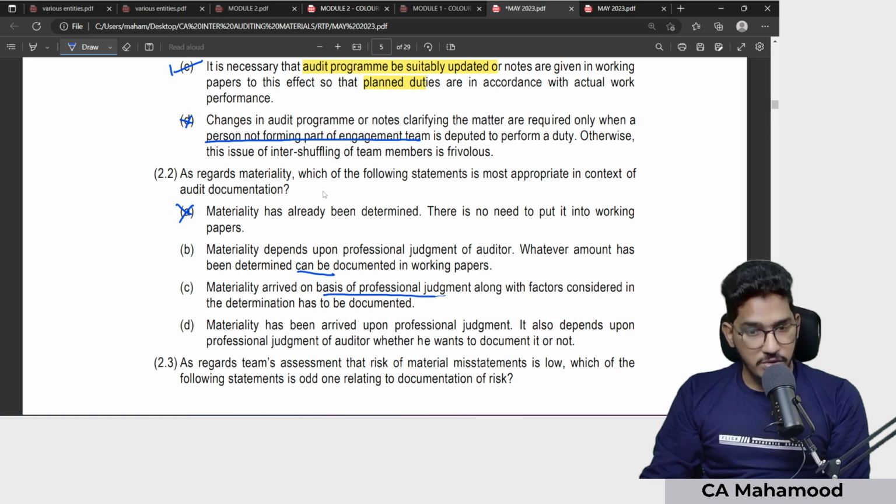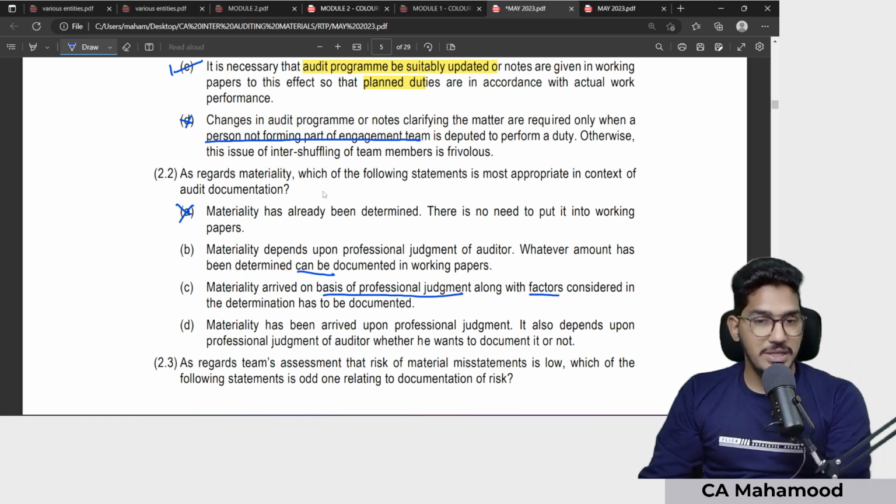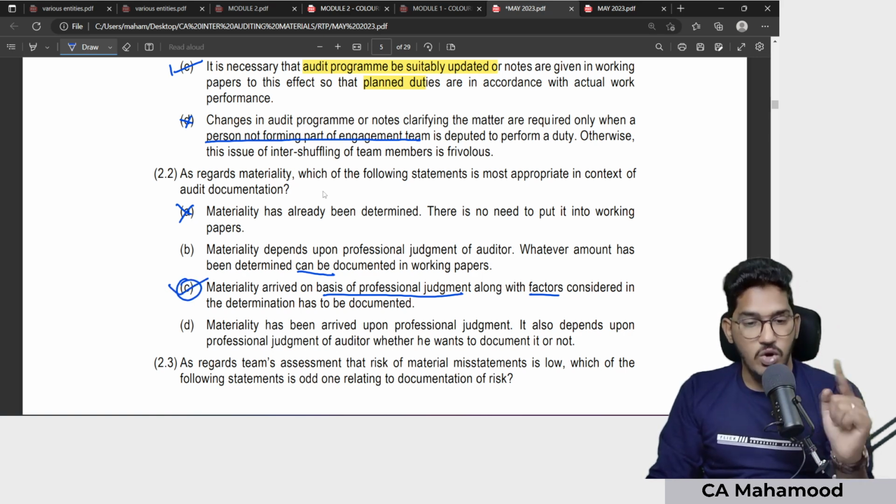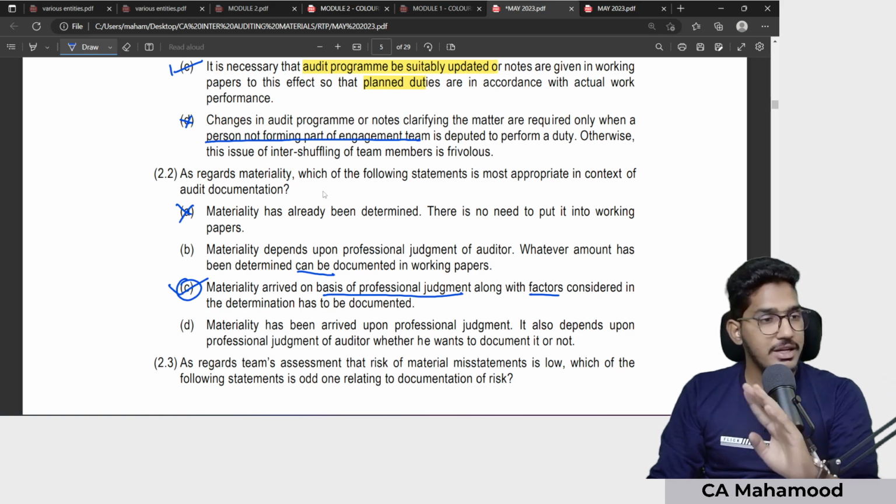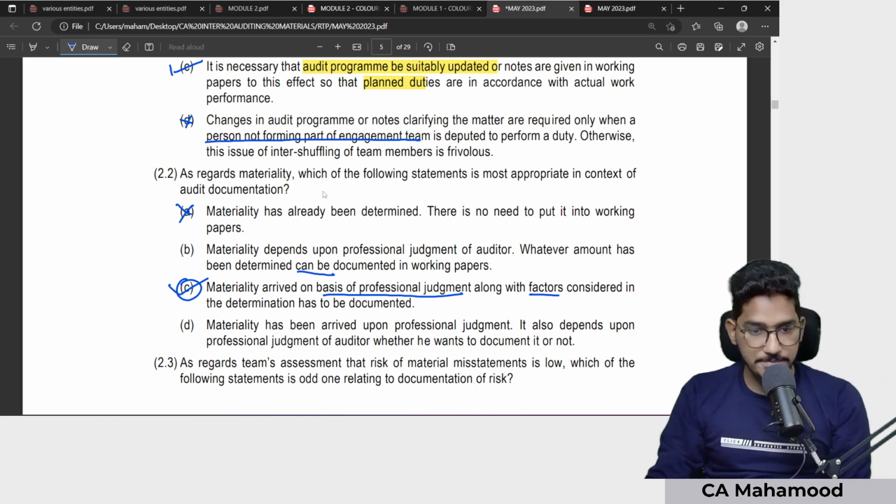Materiality arrived on the basis of professional judgment, along with what factors you have considered in the determination, that has to be documented. Yes, option C is the correct option. What materiality you have arrived at on the basis of professional judgment, along with what factors you have considered in determining materiality, all these things need to be documented, not just the amount of materiality.